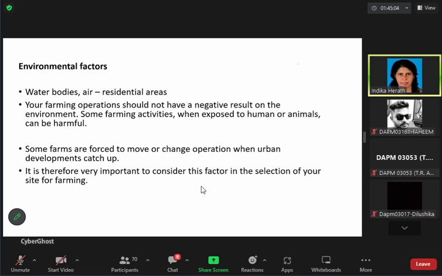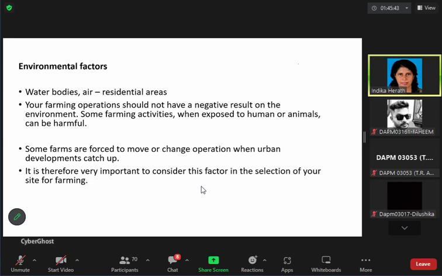Environmental factors also need to be considered, especially access to water bodies, and whether there are any residential areas around. This becomes important when you're investing in animal husbandry. If there are residential areas around, waste discharge and smell and all those things are going to be an issue. So we have to select an area where there are no residential places around, especially for animal husbandry.